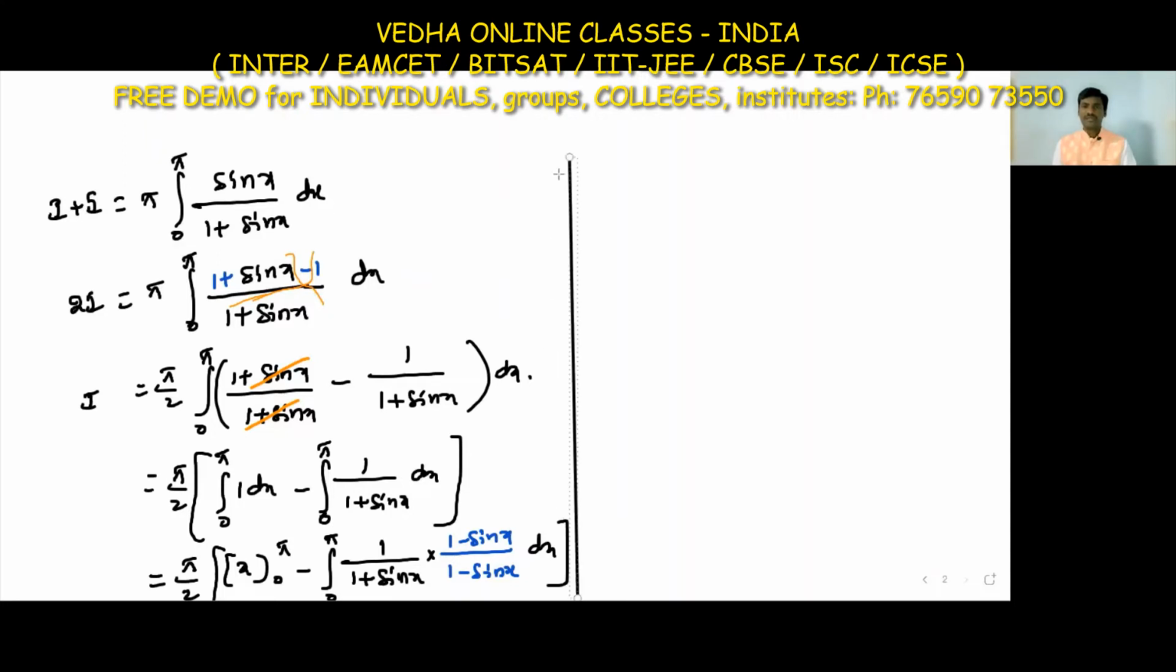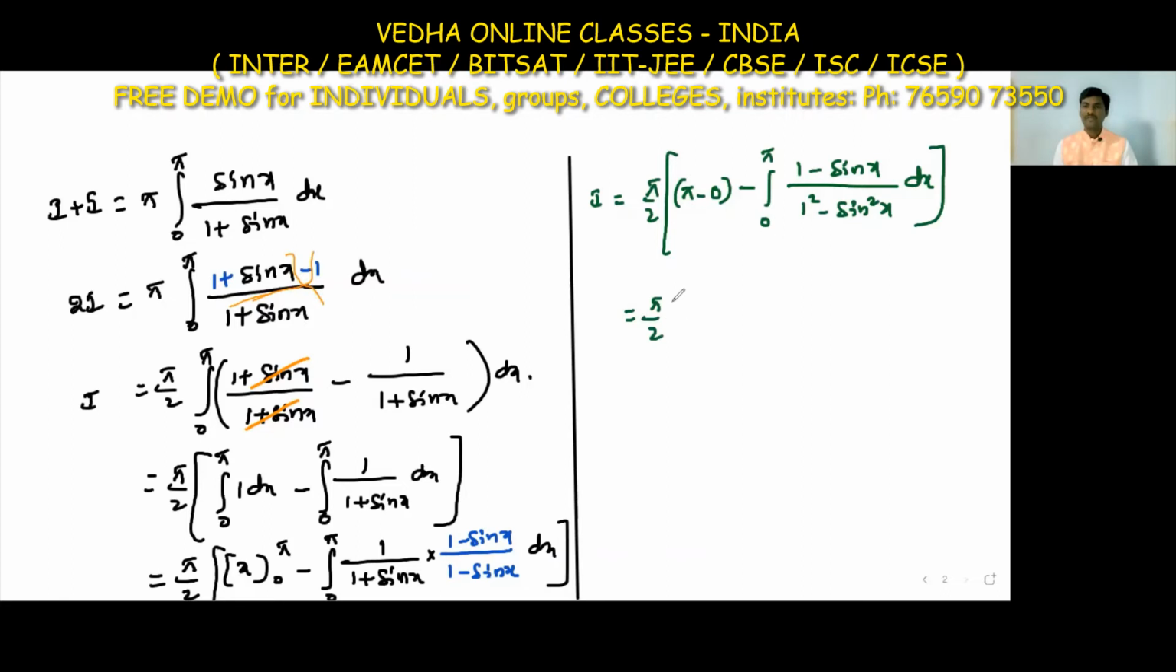Now what do we get here? I is equal to pi by 2 written outside, with the upper limit minus 0, minus the integral from 0 to pi of, in the numerator, 1 minus sin x, and in the denominator, a plus b into a minus b, which is a square minus b square, that means 1 square minus sin square x, dx. Pi by 2 into pi minus 0 is pi only.